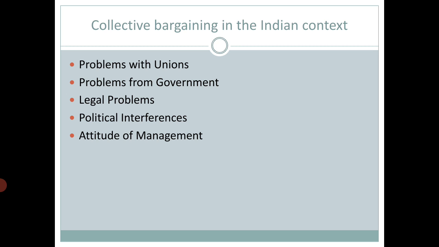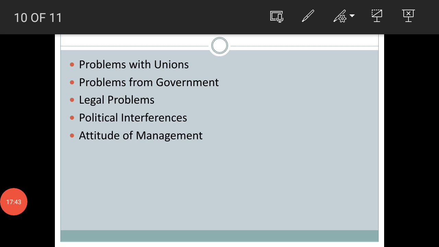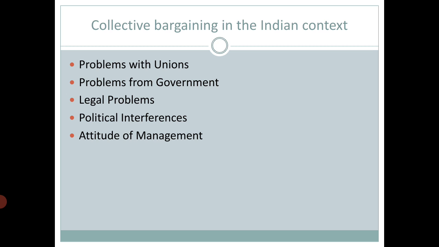Then legal problems. Now adjudication is easily accessible. As such, now the collective bargaining process is losing its importance. See, there are different processes to sort out the conflict between the employer and employee, different methods like adjudication, which can surely result in sorting out the conflicts. In such cases, collective bargaining lags behind. Getting it? Then the political interferences.